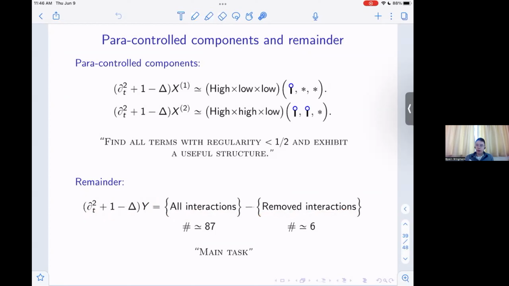So depending on how you count this, you get about 80 different terms on the right-hand side, and controlling this is really the main task of this paper. We don't actually treat 80 cases all separately, but it's not too far away from that. So let me say a little bit about how the rest of this proof goes.